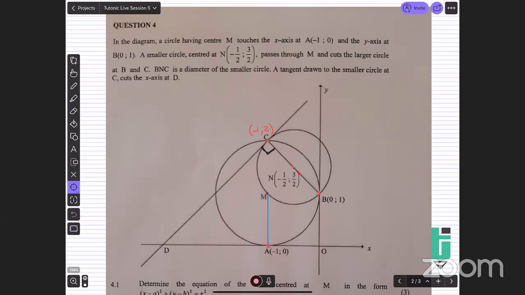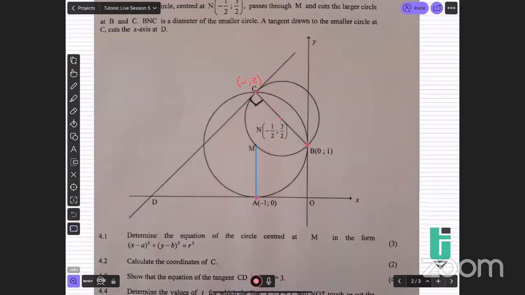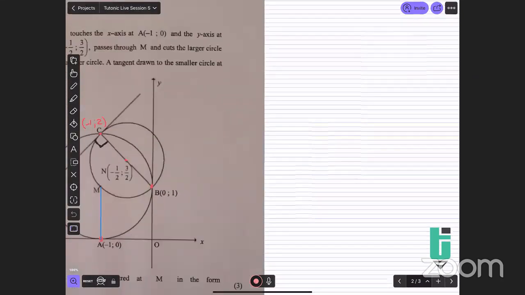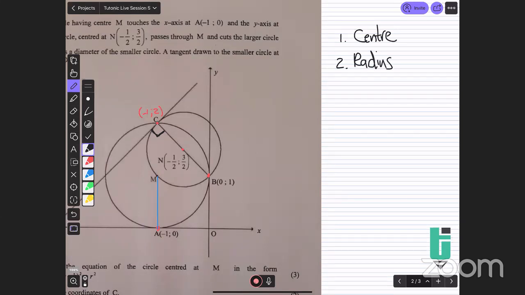Okay. Question 1, the equation of the circle at M. What do you need to find the equation of the circle? What 2 things do you need? The center and the radius, right? So what's the center of the circle at M?